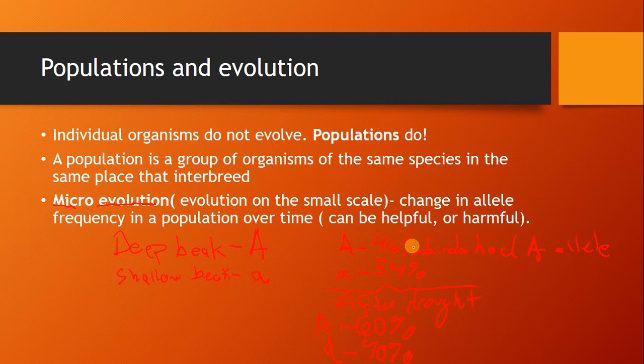Here at the top, out of all the alleles in the population, 46% of them were the dominant A, deep beak allele. After the drought, now that has increased, and 60% of the alleles are the deep beak allele for that specific gene. And this change has happened because of natural selection. The deeper beaks can crack those larger nuts a lot easier. So this is microevolution. The frequency of a given allele is changing over time, and natural selection happens to be what is causing this change.